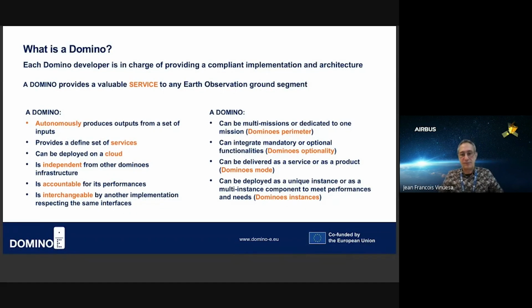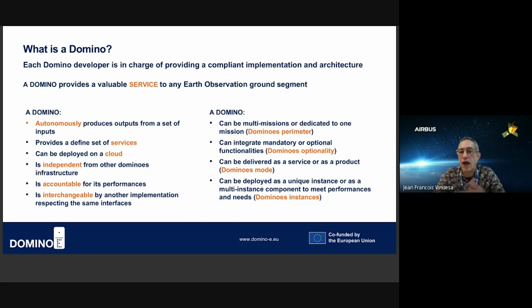So what is a domino? Basically, as I was saying, a domino is a subsystem. It's a part of the architecture that is delivering a service for the ground segment. Each domino developer does his development in agreement with the architecture and is fully responsible for what's inside the domino. We give him the interface, the way the domino is going to communicate with the system. We tell him which kind of features we want, but what is done inside is the responsibility of the provider.